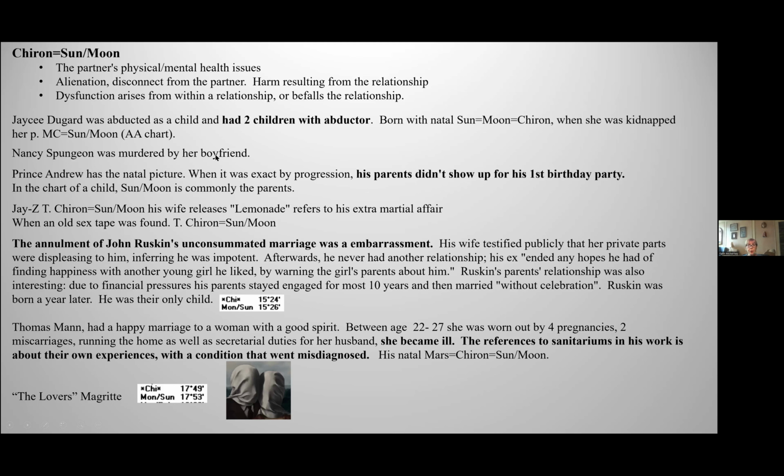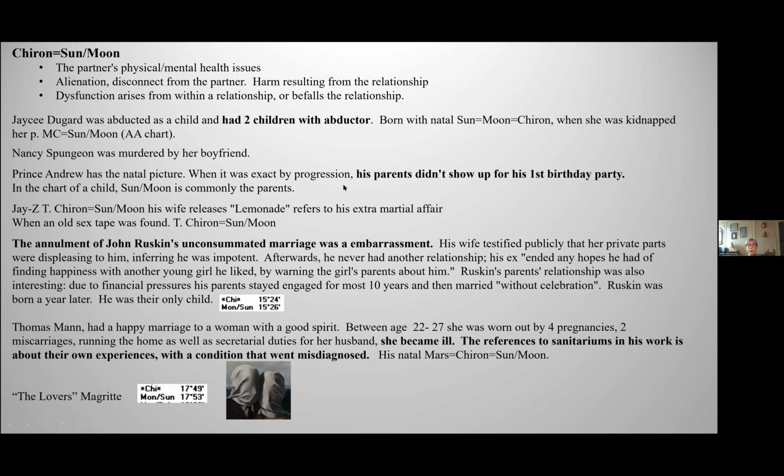This woman was murdered by her boyfriend. Sid Vicious married Nancy Spungen, and she had Chiron equals Sun Moon in her natal chart. Prince Andrew has the natal picture. And we saw, I think, did we see this? Maybe no, maybe this was the example.